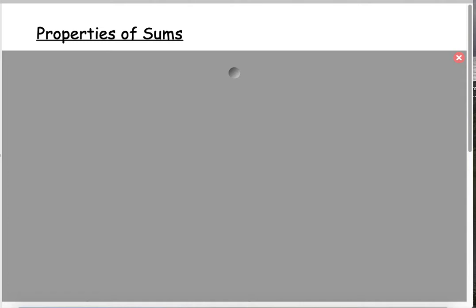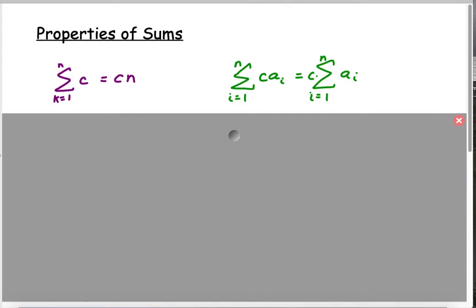All right, there's the properties of sums, which are represented with sigmas. So the green one actually is a little more straightforward, and it says if you have a constant times some expression, you can pull the constant out in front of the sigma, evaluate the sigma first, and then multiply that answer times the constant.